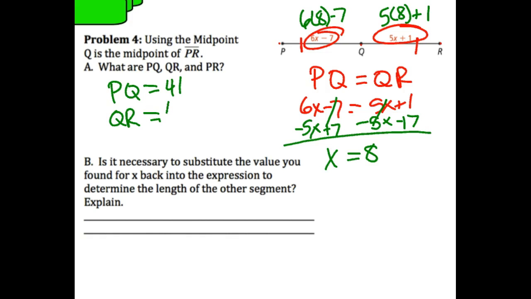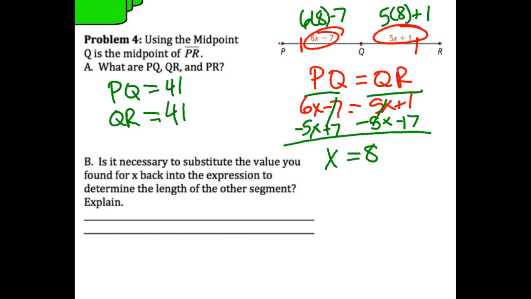Now, let's think about this for a second. Why did I do both problems? Did I need to solve for both PQ and QR at the end by plugging in that 8? Because we already knew that PQ equals QR. So if I knew that PQ was 41, I already knew what QR was. It's a good idea, however, to plug that 8 back in for both of the segments, because it checks your work. If I had gotten QR to be like 57, I made a mistake and I need to go back and find it. So I would recommend plugging into both. It's your way of checking your work.